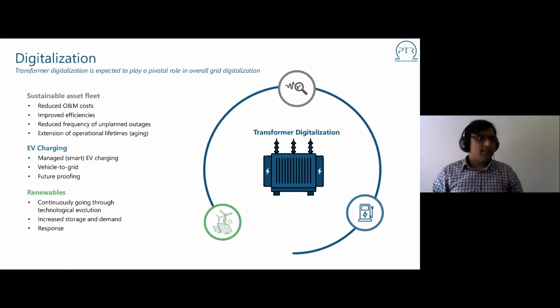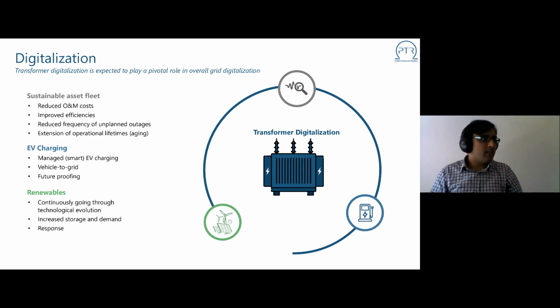One final topic on digitalization, and then we can move on to the questions. This is where we discussed earlier that topics like EV charging and renewables demand, moving forward, digitalization on the grid side, especially on the transformer side as well. So once again, it's that circular effect, cause and effect, that we talked about earlier. But beyond EV charging and renewables, a sustainable asset fleet is a topic which is big for many utilities, especially utilities inside the US, which are coping with aging grid infrastructure. So extension of operational lifetimes is crucial.